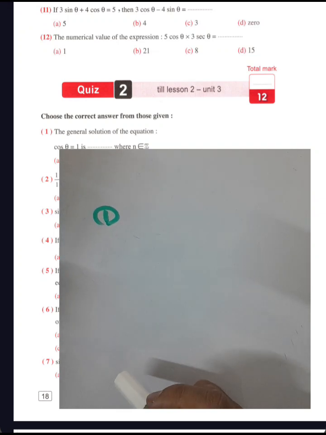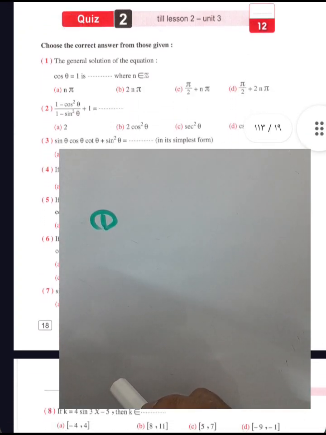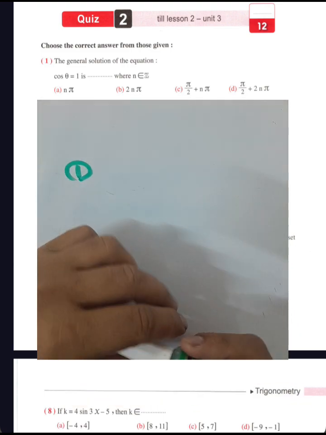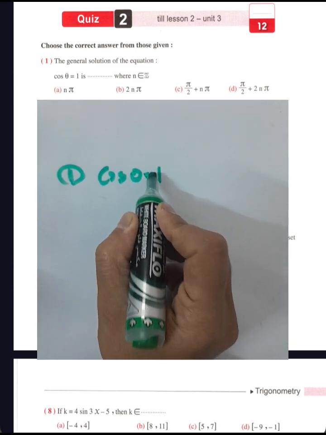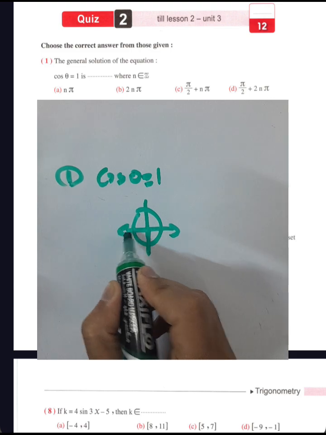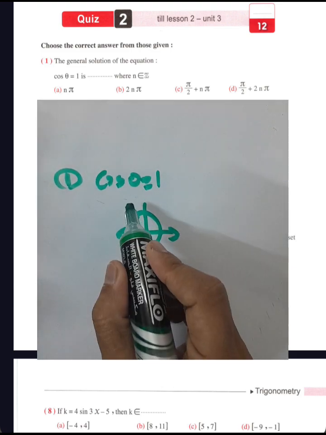Solve quiz number 2 of lesson 2, unit 3 from the book. Look with me at question number 1: what is the general solution of the equation cosine theta equals 1? We have cosine theta equal 1. Look at the unit circle here. How can we find cosine theta equal 1?